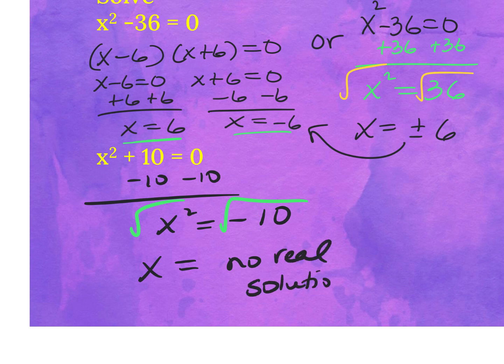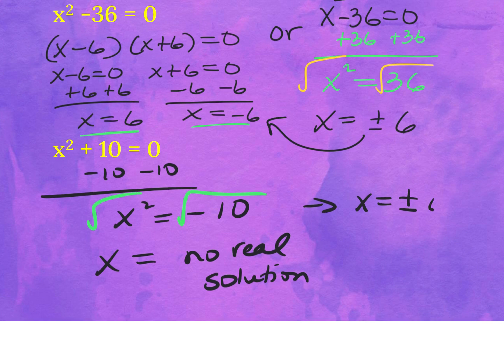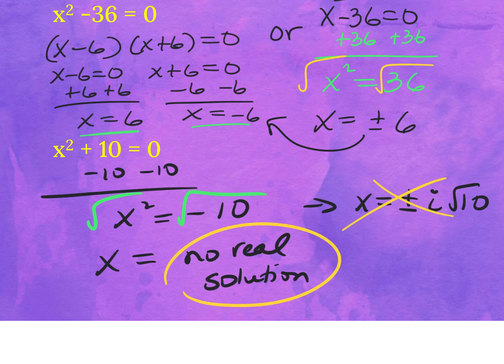What it gives you is an imaginary solution. And more than likely, you did not cover imaginary numbers in Algebra 1. You'll learn about imaginary numbers in Algebra 2. This answer, if it asked to list all solutions, it would actually be x is equal to positive and negative i square root 10. But you don't need to know this. All you need to know is that the answer is no real solution. Now on the quiz, every question is going to have a solution. I'm not going to give you anything that doesn't have a solution.